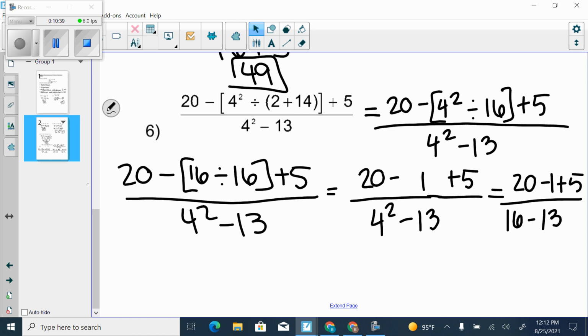Okay, now what am I going to do? Alright, so 20 minus 1 plus 5. So I got 24 over... wait, no, 3. No, how about 8? Here we go. Alright, can I simplify this? Very good.